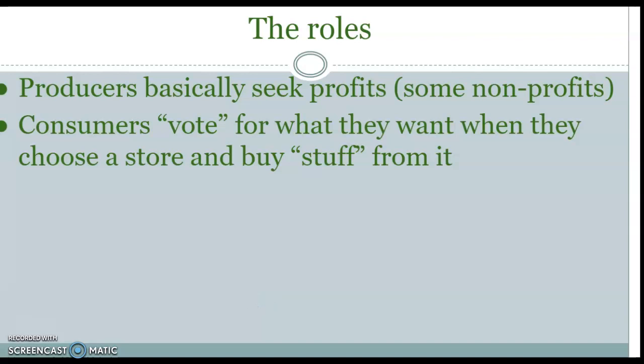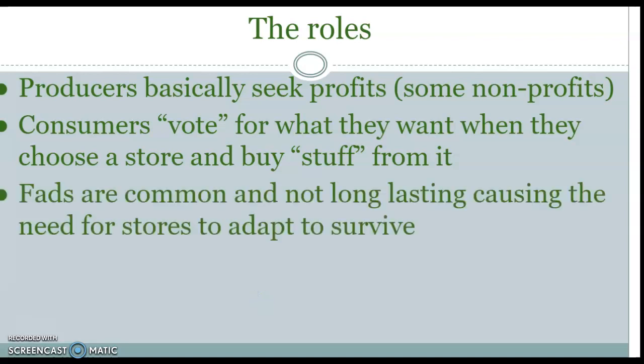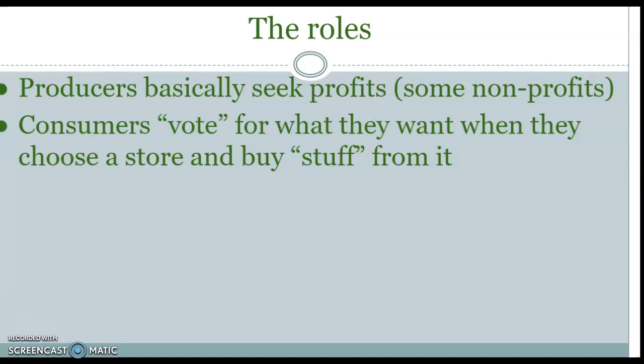Consumers vote for what they want when they choose a store and buy stuff from it, okay? So, guys, this is similar to what I was saying earlier. You guys are only going to buy what you want. So, let's use this example. How many of you guys would rather buy something from Target or buy something from Walmart? Okay? That is some of these areas where consumers are voting based off of where they want to buy their things from. If you guys are more likely to go to Target, producers are going to see that, so they're more than likely going to be trying to sell their products at Target rather than Walmart.